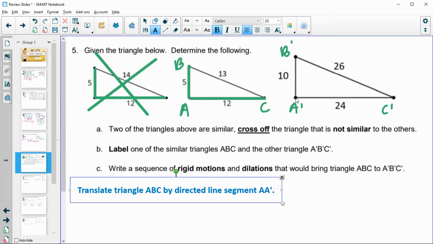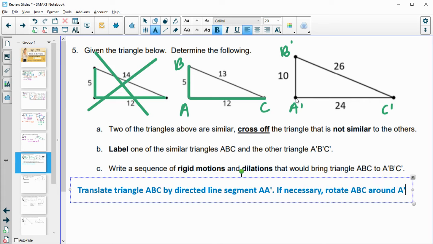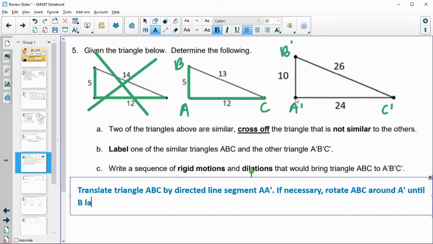Then I like to rotate it if I need to, so that it's lined up exactly. Now, these aren't the same size, so I'm going to say, if necessary, rotate ABC around A prime until B lands on side A prime, B prime. Okay, because we know it's not going to land on B prime yet, because this length is only 5 and this one's 10, but I want to rotate until it lands on the side.